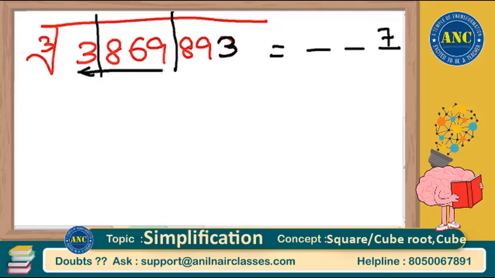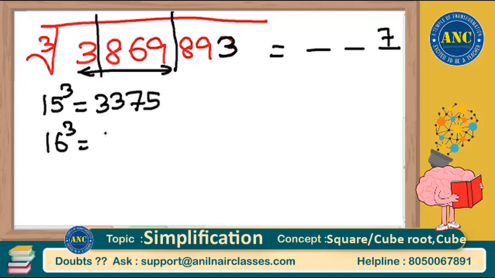Now 3869 is the remaining number. I know that 15 cube is nothing but 3375. 16 cube, this is something which you also know, sir, is 4096. 3869 lies between these two values. The smallest is 15. The answer is 157.